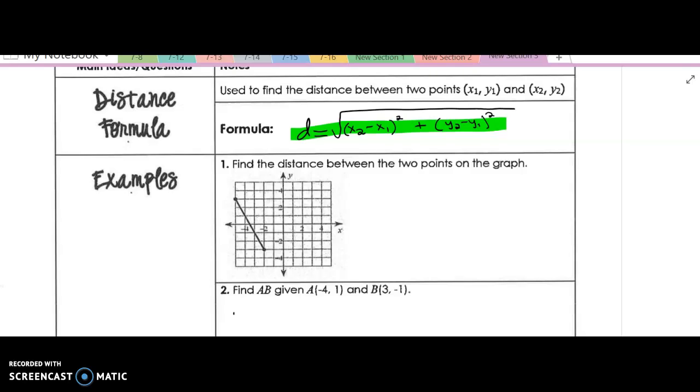Okay, this video will be on the distance formula and then the midpoint formula. So right here we have the distance formula. We have d is equal to the square root of (x2 minus x1) squared plus (y2 minus y1) squared. Okay, so let's apply this to an example.